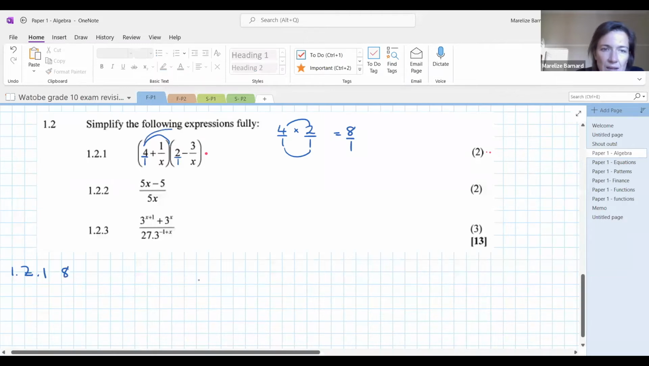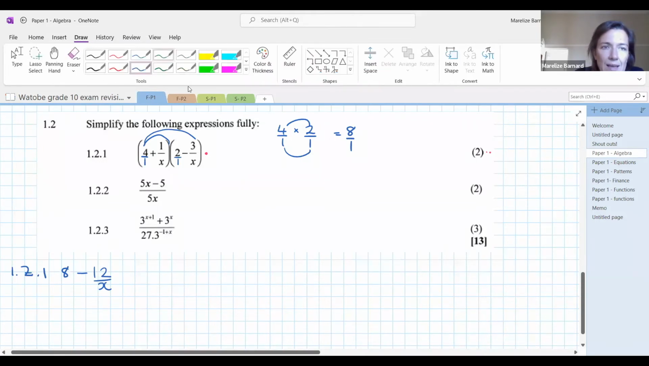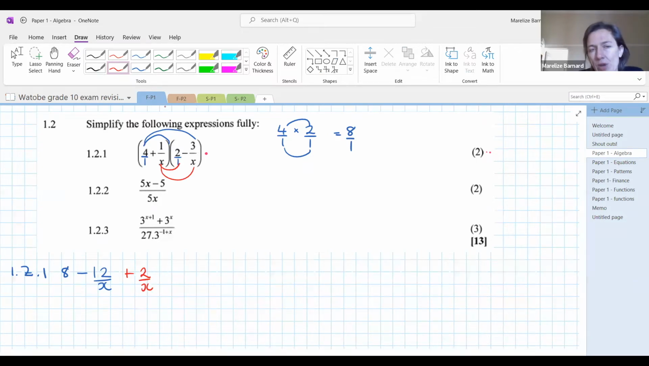And then we're going to multiply the 4 with the negative 3 over x. So we go 4 times negative 3 is going to make it negative 12 over x. And then we're going to multiply the other term. The 1 over x, we're going to multiply with 2 over 1. So that's going to give me plus 2 over x. And the 1 over x with the negative 3 over x, which will give me negative 3 over x squared, because x times x is x squared.